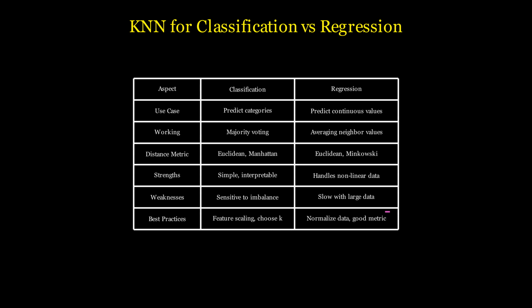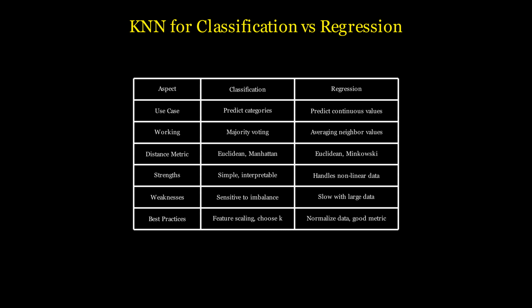A major challenge is the curse of dimensionality. As the number of features increases, the concept of distance becomes less meaningful, making KNN ineffective in high-dimensional spaces. Dimensionality reduction techniques like PCA can help mitigate this issue.